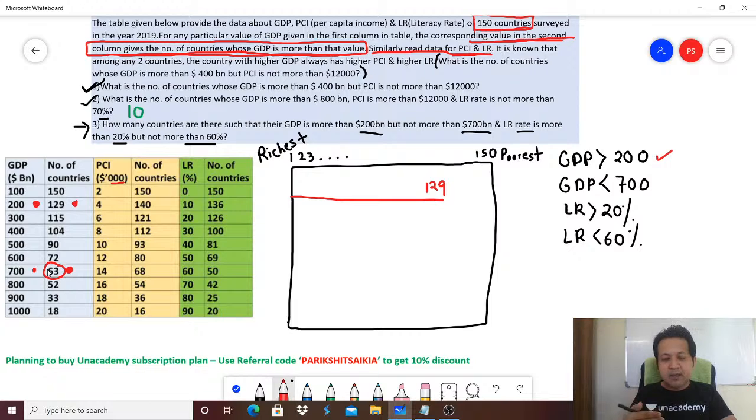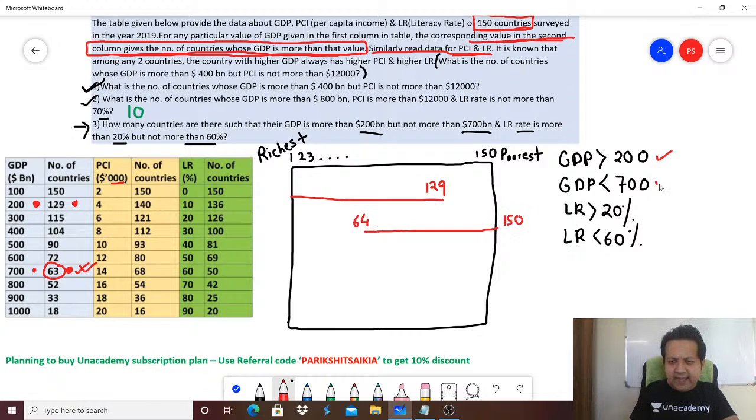Remember, less than means they are asking about the poorer countries. So the top 63 countries of the world have GDP greater than 700. So how many will have less? Countries from rank 64 onwards to the very last. Very last is 150 in our case. So 64 to 150.